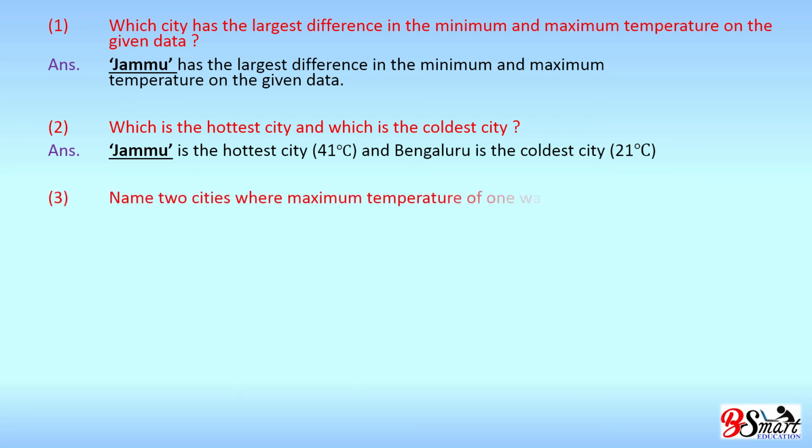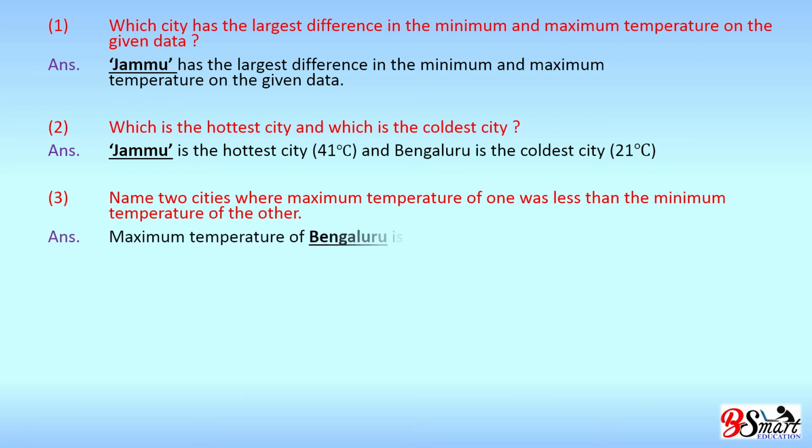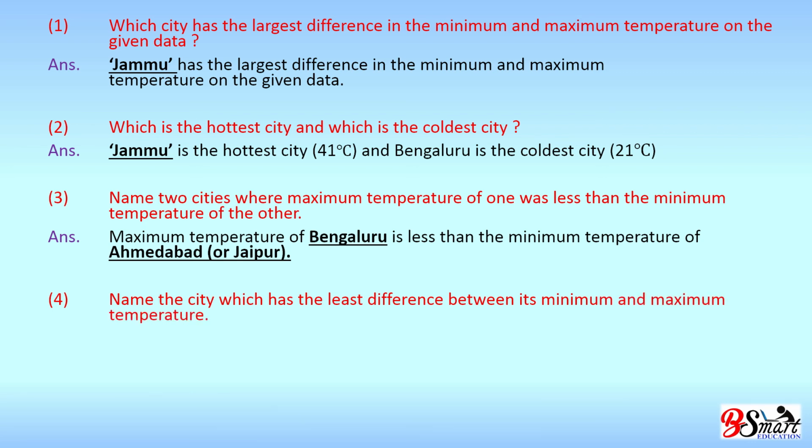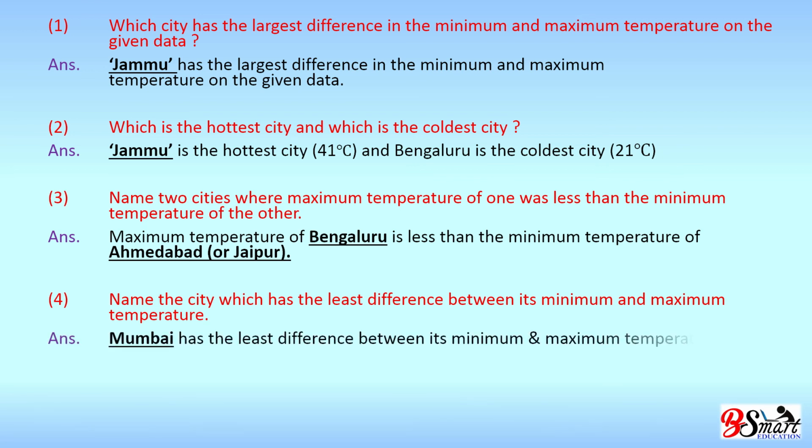Number 3, name two cities where maximum temperature of one was less than the minimum temperature of the other. Answer, maximum temperature of Bengaluru is less than the minimum temperature of Ahmedabad or Jaipur. Number 4, name the city which has the least difference between its minimum and maximum temperature. Answer, Mumbai has the least difference between its minimum and maximum temperature.